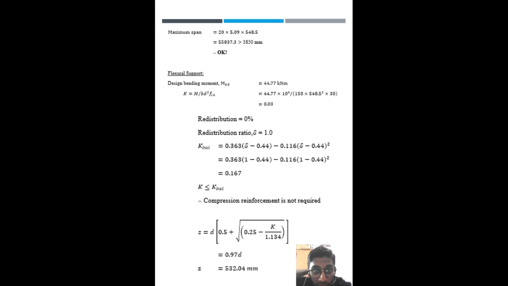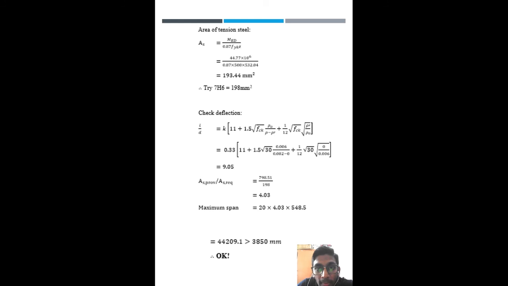Next is flat saddle support. Our design bending moment is the same as before, 0.003. The redistribution and the redistribution ratio are also the same, and K-bell also the same. So our compression reinforcement is not required because our K is less than K-bell. Okay, so we calculate the area of tension steel and we got 193.44 millimeter square, and then we try 7H10, that is 198 millimeter square.